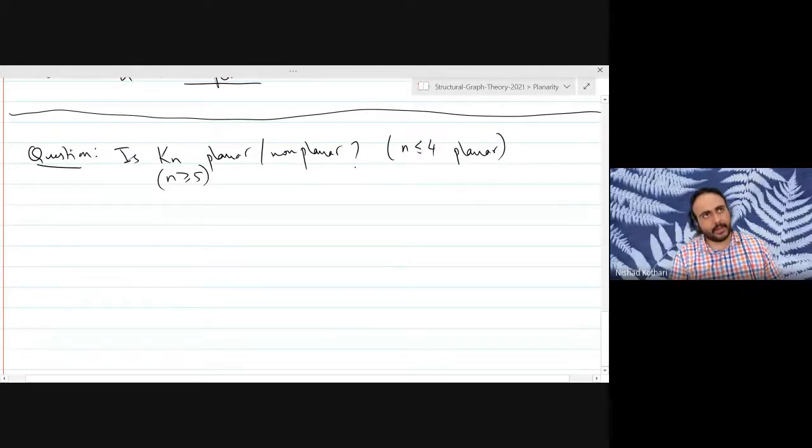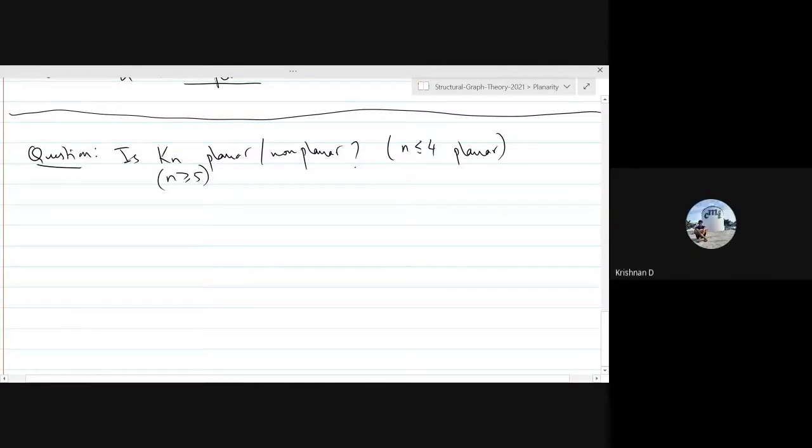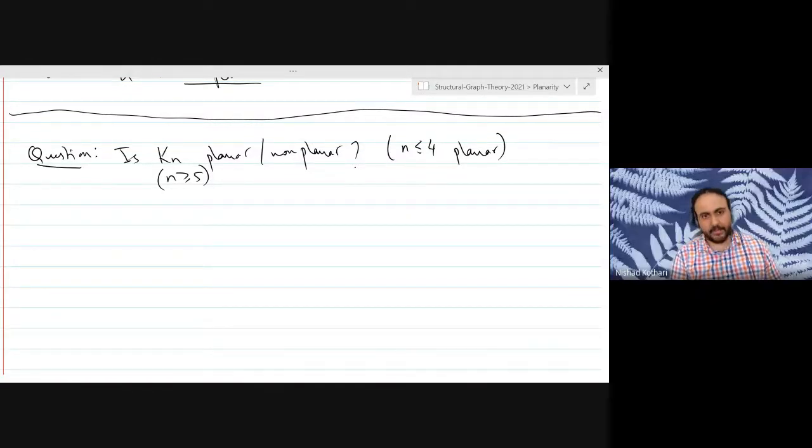Does it matter that it is induced or does it only matter that it is a subgraph? Yeah, it's only a subgraph. Exactly. So notice that every Kn, where n is at least 5, contains K5 as a subgraph. And if the subgraph K5 is non-planar, that will make the whole graph non-planar.